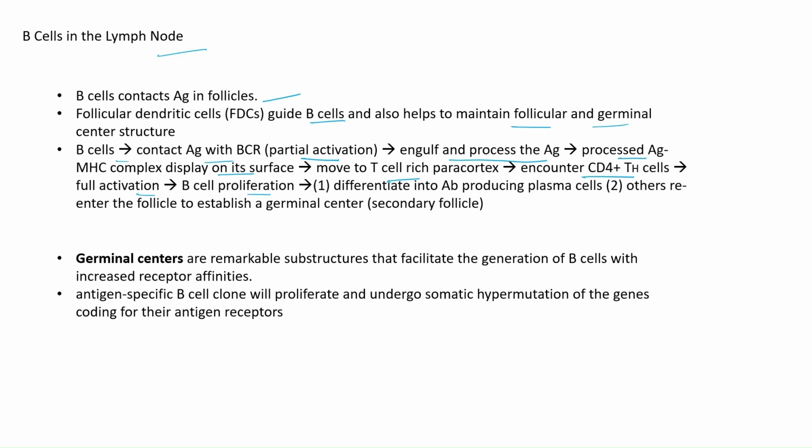After proliferation, it has two paths. Some of the B cells will move to the medulla, becoming plasma cells that can secrete antibody, and others will return to the follicle, establishing the germinal centers, which we call a secondary follicle, which I explained to you in the first slide as well. So what are these germinal centers? These are remarkable substructures that facilitate the generation of B cells with increased receptor affinities, because they work as memory cells. Clear? So that's all for this video.